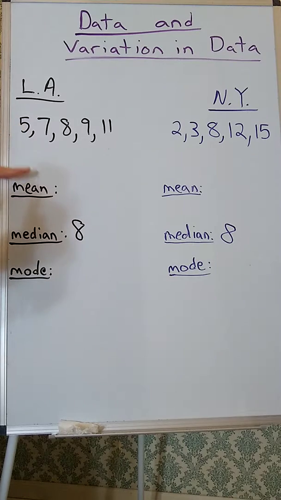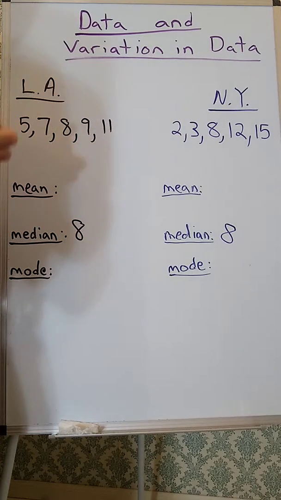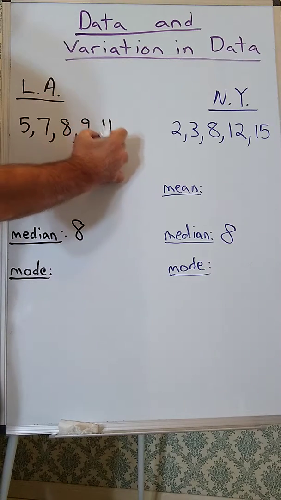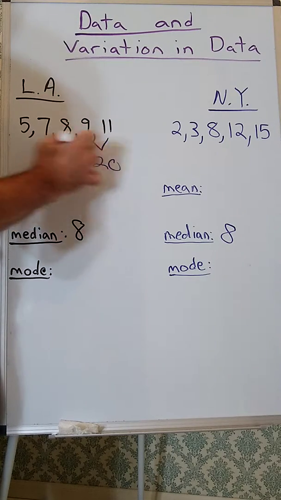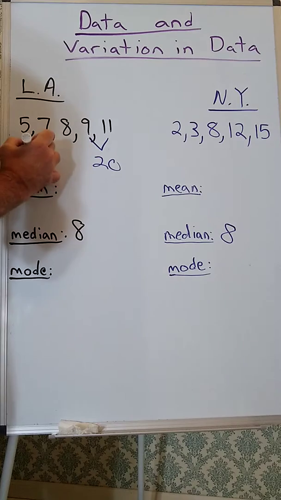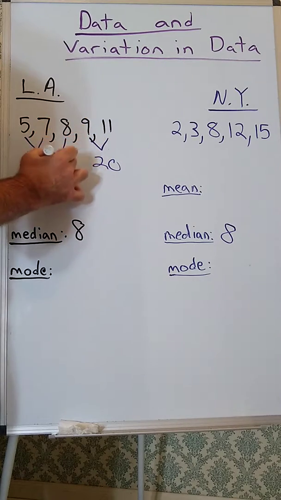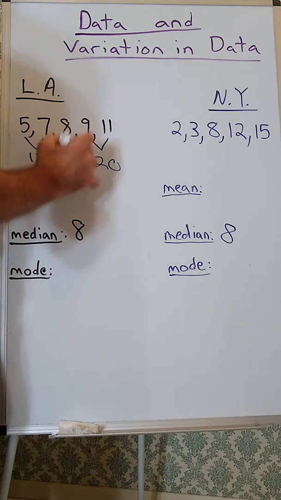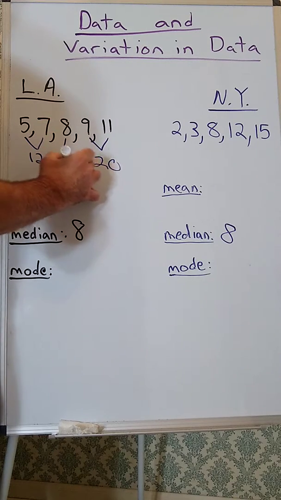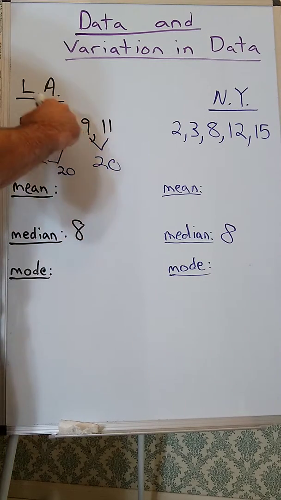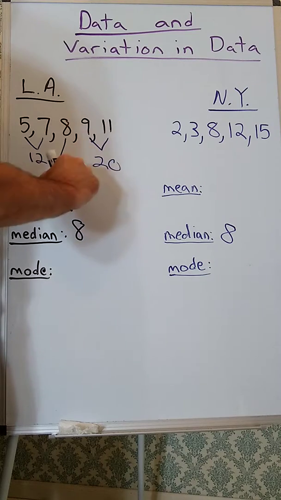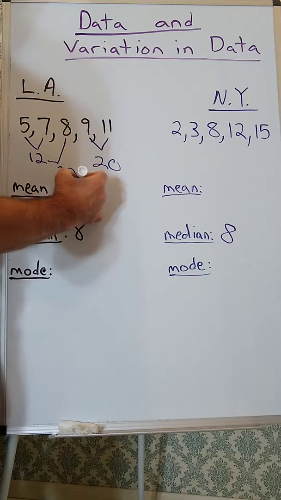So let's find the mean of this data. I always like to add the easy numbers first. 9 and 11 makes 20. 5 and 7 make 12. 12 and 8 make 20. So these add up to 20, and these add up to 20. 20 plus 20 is 40.